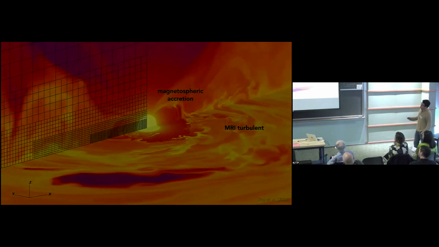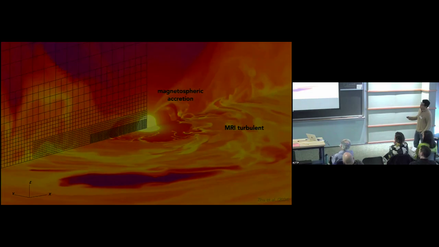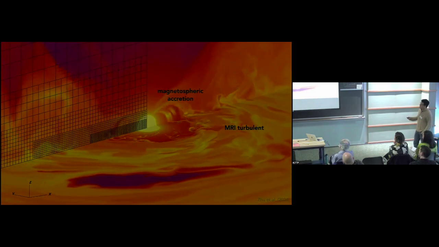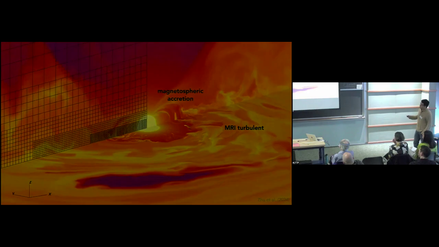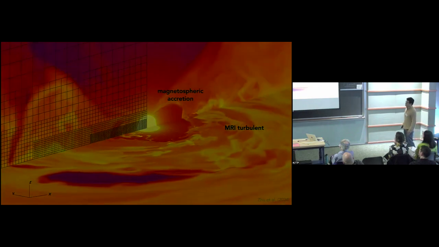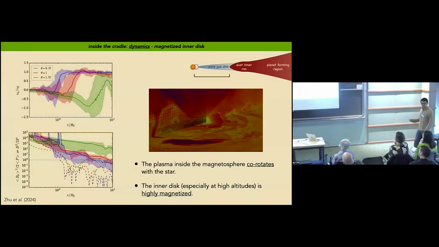But what you see here is a magnetized star. It has a dipole moment, and then there's magnetospheric accretion. And beyond the truncation radius, you see the disk is turbulent due to the MRI. The 2 things that I'm going to highlight here are that the plasma inside the magnetosphere rotates with the star. If you look at this plot, this is showing the azimuthal velocity, so rotational velocity, as a function of radius. And here, 1 is the truncation radius. So the star and the disk material are co-orbiting, right? And it becomes important later in my talk.